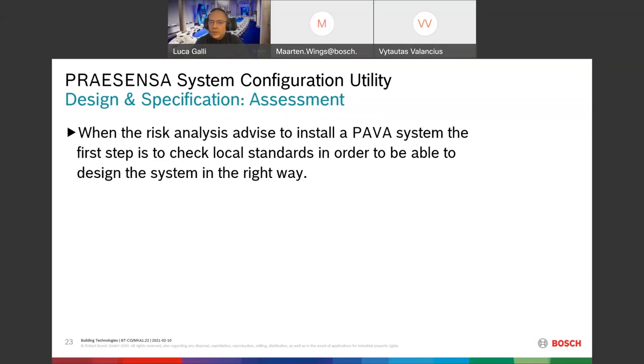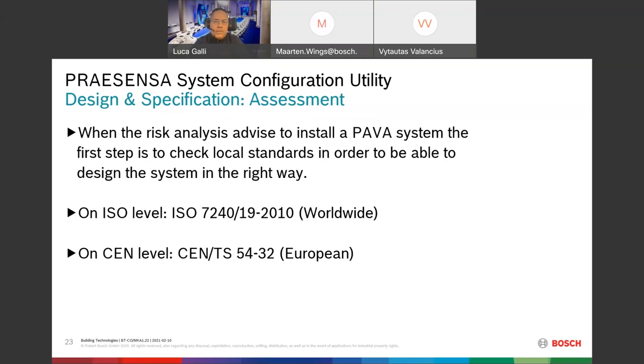So usually, of course, the main approach, the right approach to design a PAVS system is to start from the standards and rules. We know that ISO is the committee that creates rules for worldwide applications. In Europe, we have CEN, that is the one who issued the technical specification 5432. So, looking at Europe, but of course in other countries there are different standards.